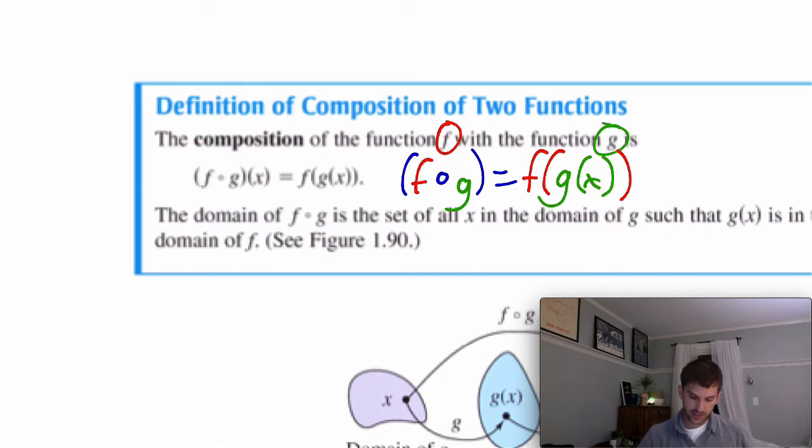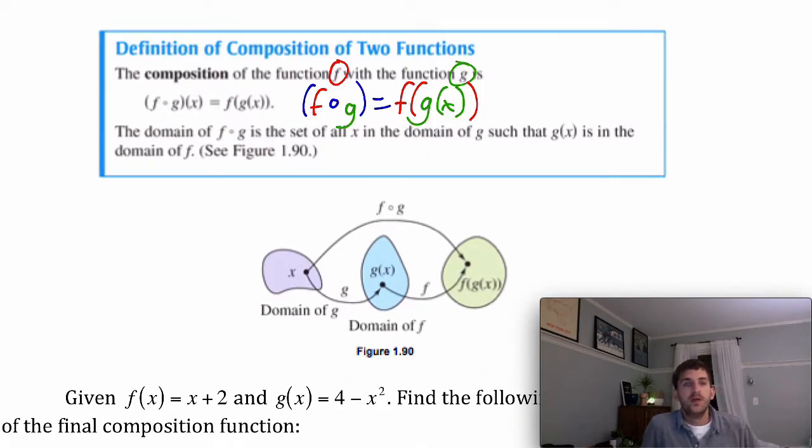Now, this visual here is a little confusing, but let's talk about it. So the domain of f composed of g is the set of all x in the domain of g such that g of x is in the domain of f. In other words, it's got to be an x value that gives you an output in g, and that way we can take that output and put it into f.